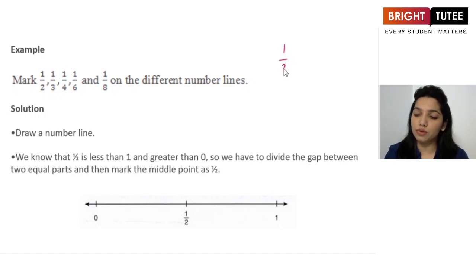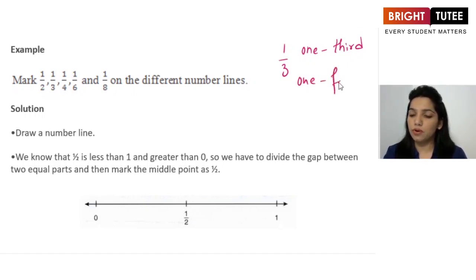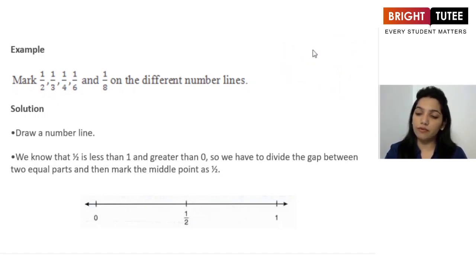If it is 1 over 3, we read it as 1 by 3, or 1/3. If it is 1 over 4, it is 1/4. So we just write or say these numbers such. And if it is 1 over 6, it's 1/6. If it is 1 over 8, it is 1/8. Is that right? So this is how we read these fractions.